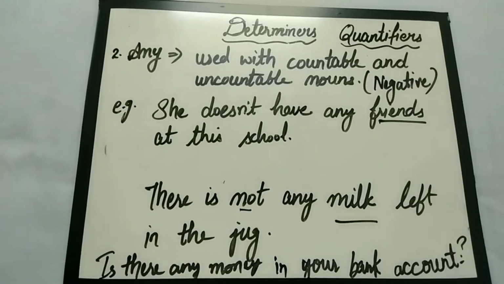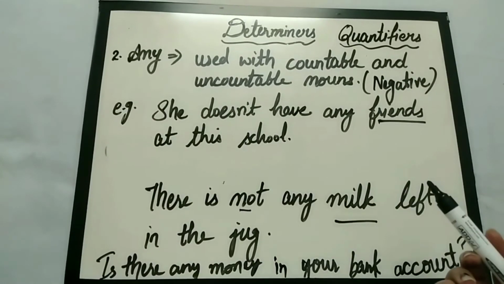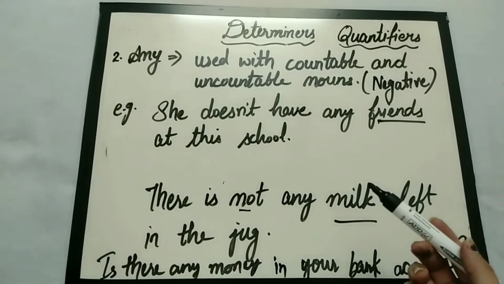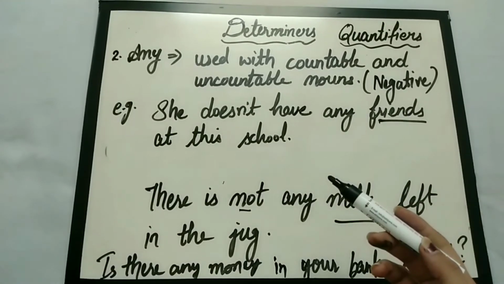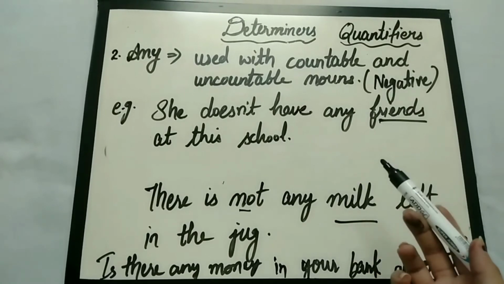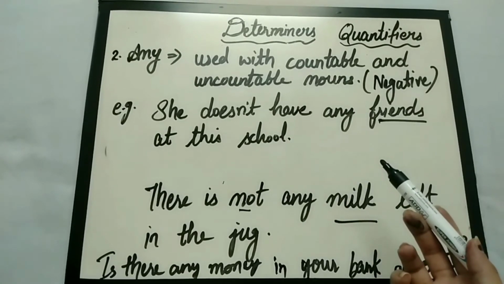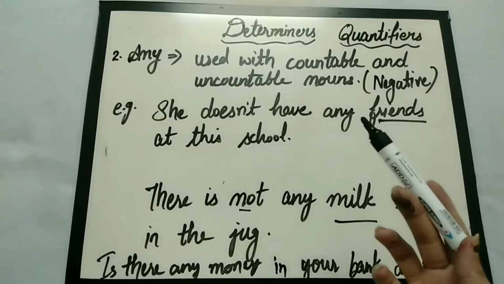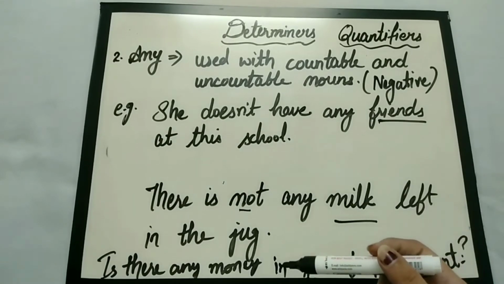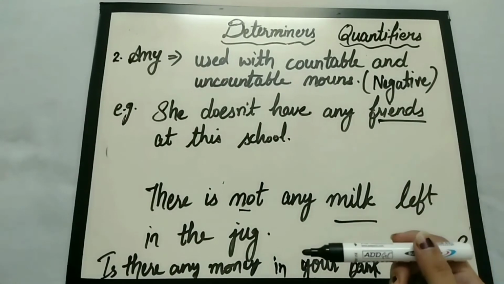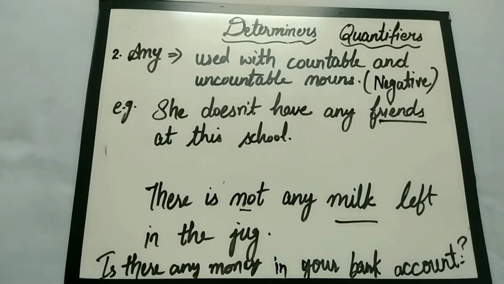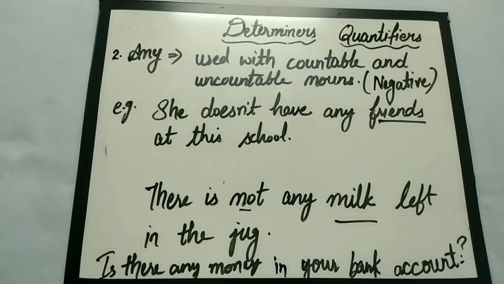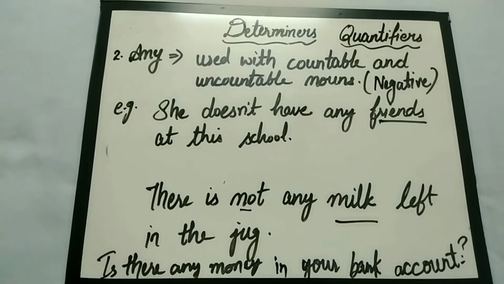So keep in mind, some is used for positive sentences and any is used for negative sentences. Some is used with both countable and uncountable nouns. Similarly, any is also used with countable and uncountable nouns, but in negative statements. And it is also used to ask questions. So let's move to the next quantifier.